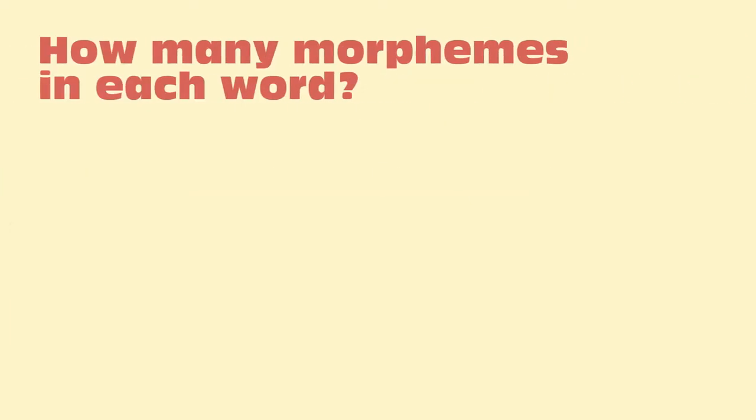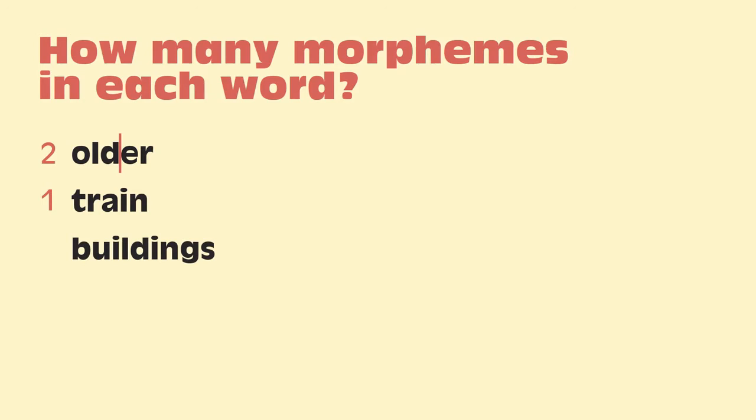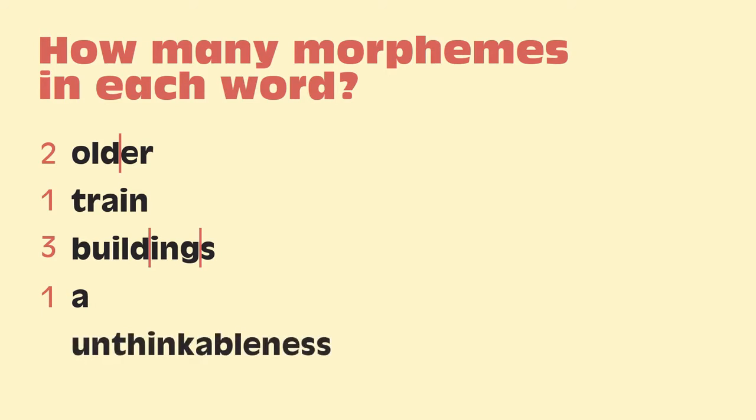How many morphemes are in each of the following words? Older. Here there are two morphemes, old and -er. Train. Here there's just one morpheme, train. There are no smaller meaningful pieces inside this word, so in this case, the entire word is a morpheme. Buildings. Three morphemes, build, ing, and s. Again, just one morpheme. Unthinkableness. Four morphemes, un, think, able, and ness.